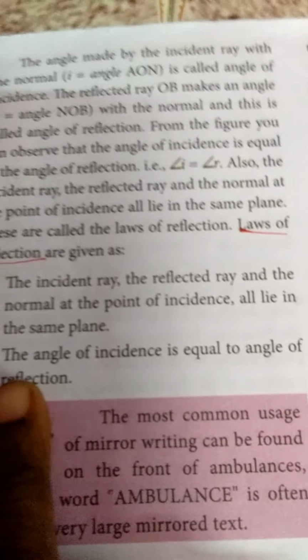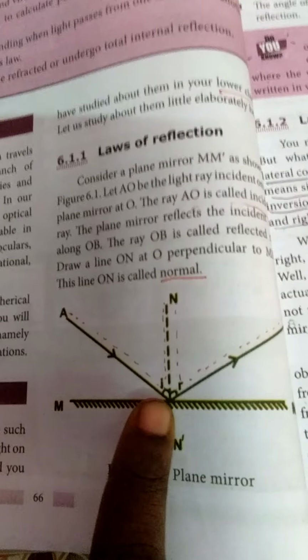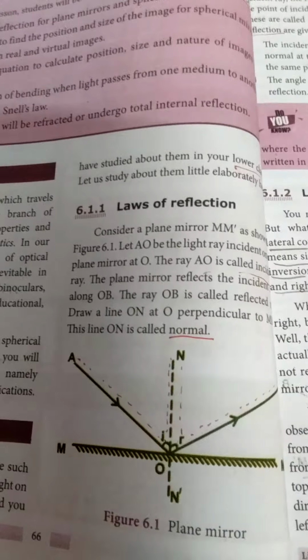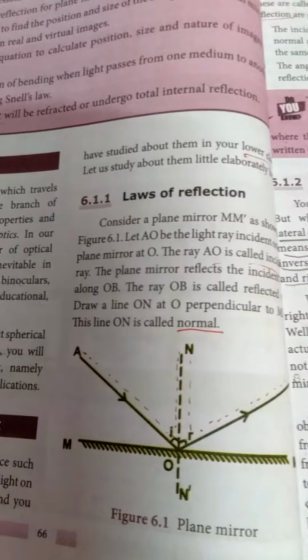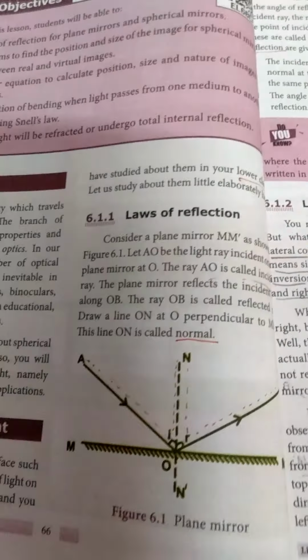So that is the second point. The angle of incidence is equal to the angle of reflection. Already I told you the angle of incidence and angle of reflection are equal. So this side and this side are equal. Okay, this is the law of reflection. So the law of reflection has two points. One is that the incident ray, the reflection ray and the normal ray at the point of incidence all lie in the same plane. Second one, the angle of incidence is equal to the angle of reflection.